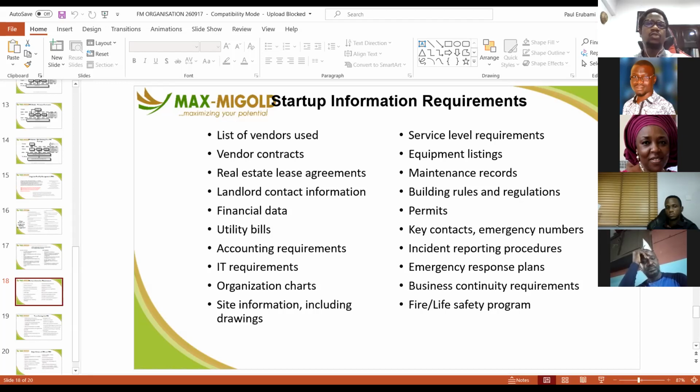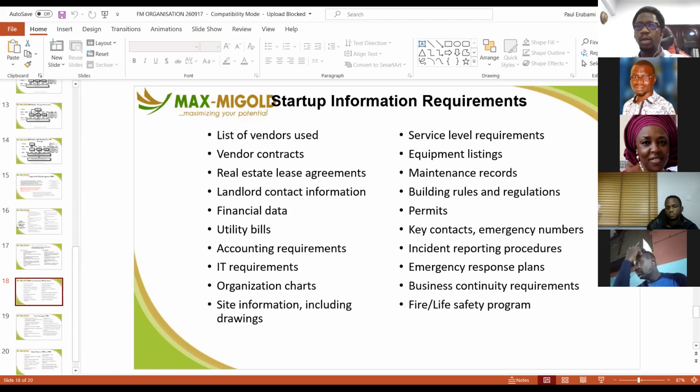Building rules and regulations. So this is where you need to look at engagement of people. Facility management is not just about maintenance. Engagement of people, working with people. What are the policies that govern people's use of that facility? And then you have permits, all forms of permits and licenses, so many.